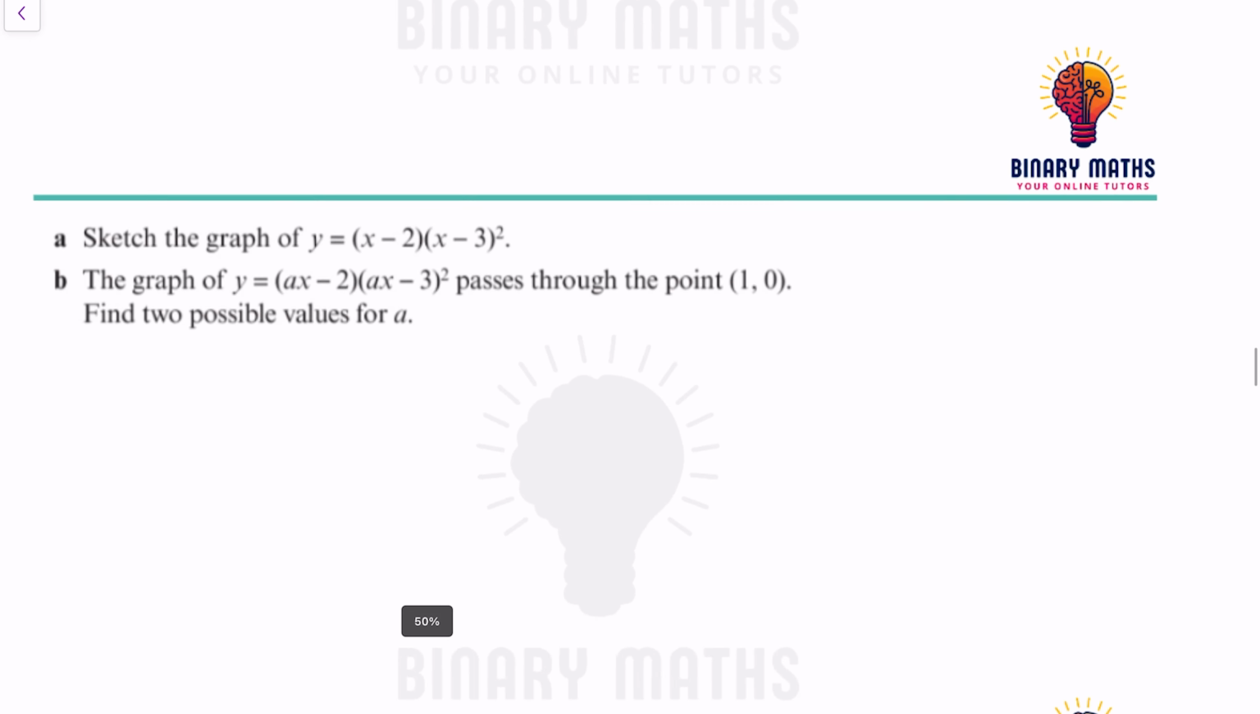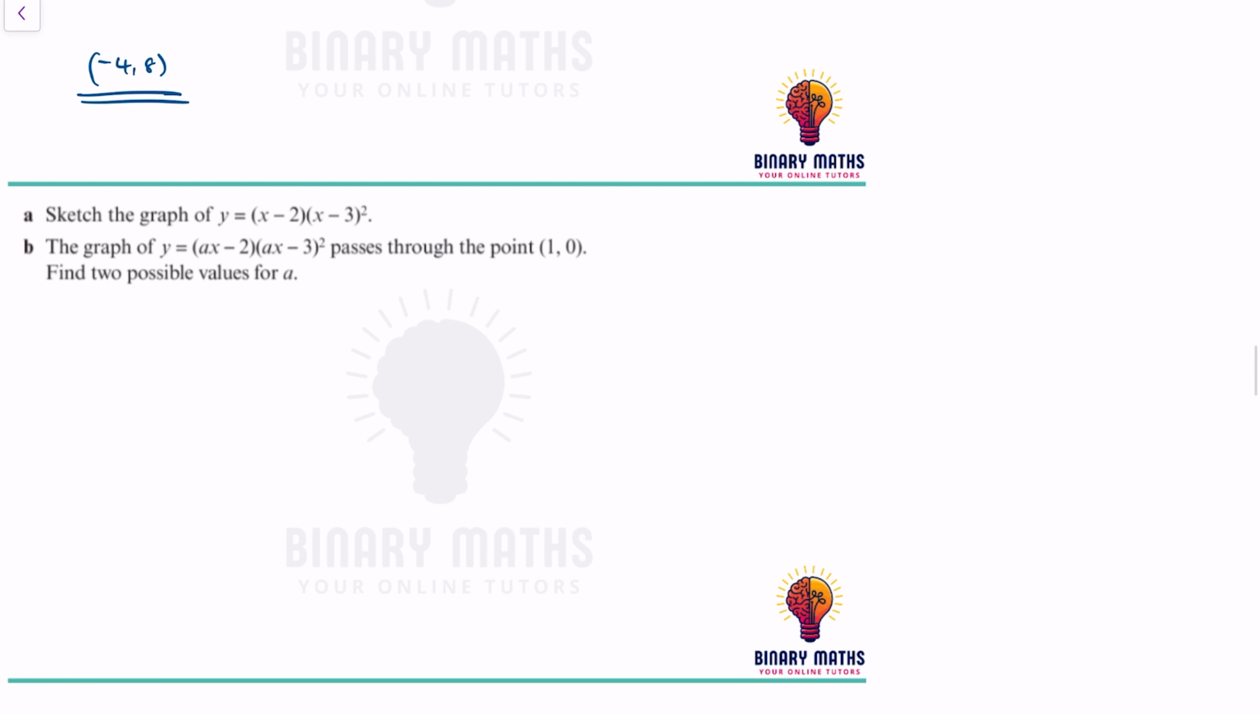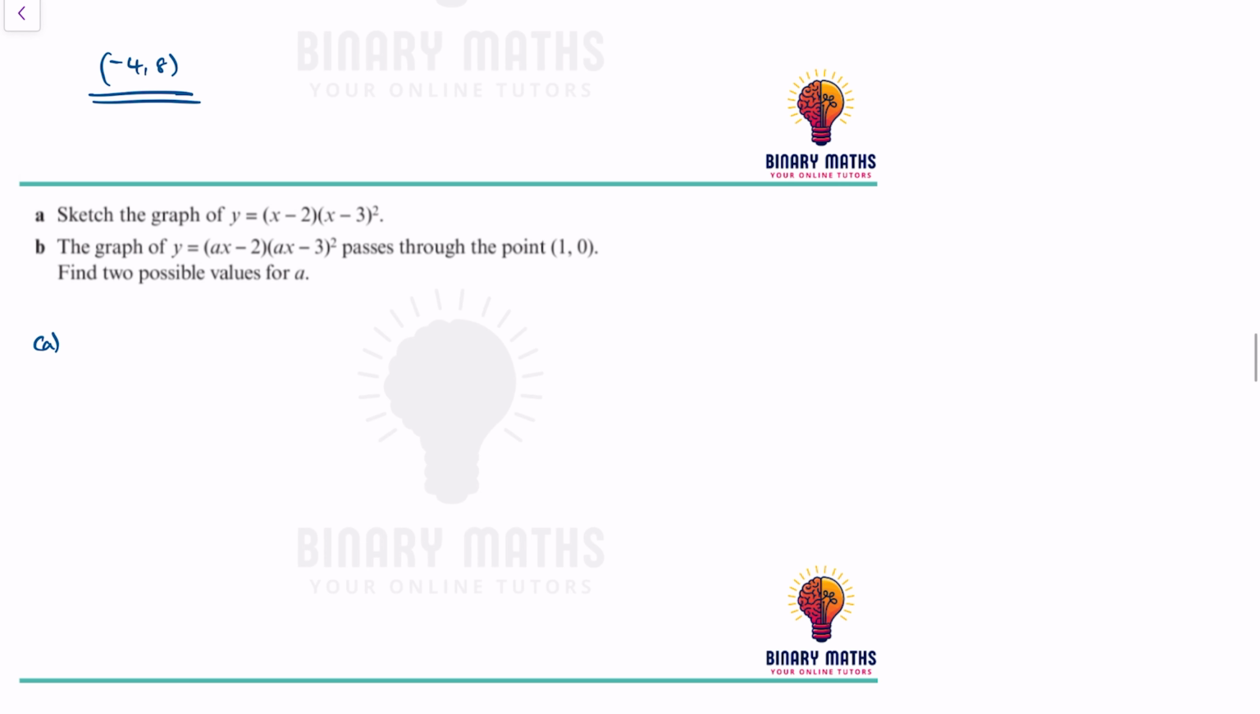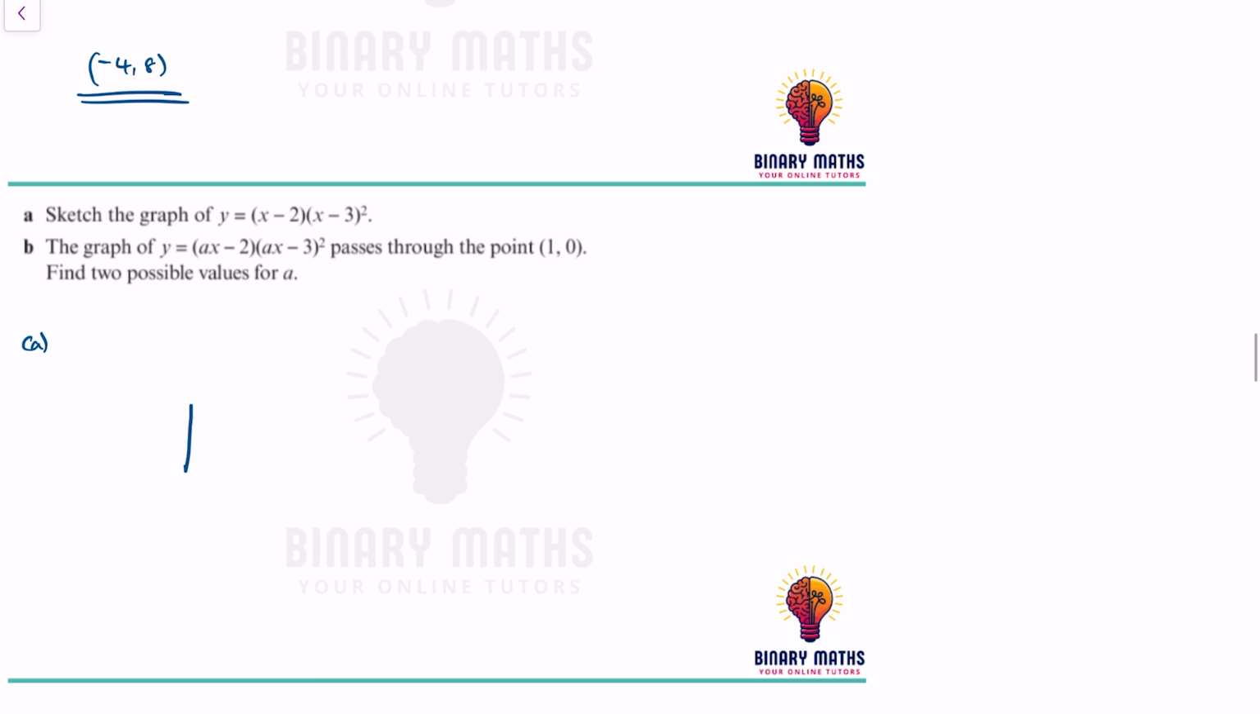Okay, next question, which is the last question. Sketch the graph of y is equal to (x minus 2) times (x minus 3) squared. So A is a cubic with a double root at 3. So if I were to sketch this, x and y, there's a single root at 2 and there's a double root at 3. And minus 3 times minus 3 times minus 2 is 9 times minus 2, which is minus 18. So that means it goes through minus 18 on the y-axis.